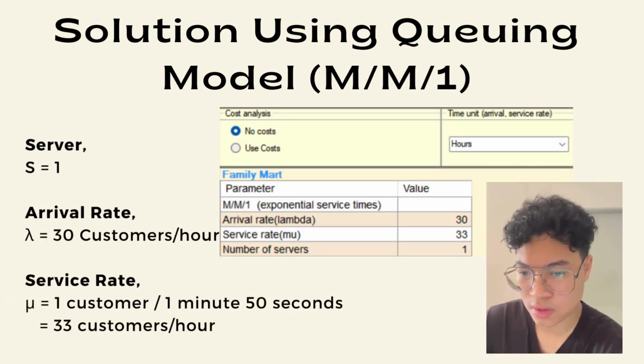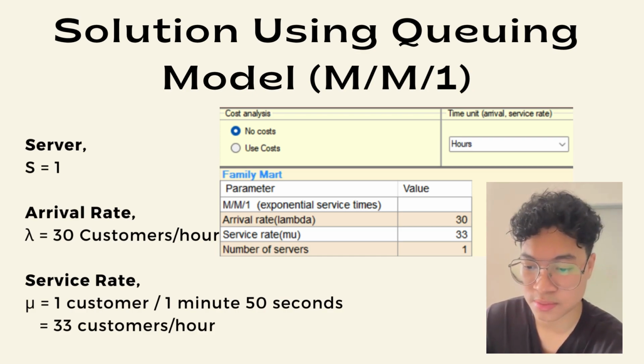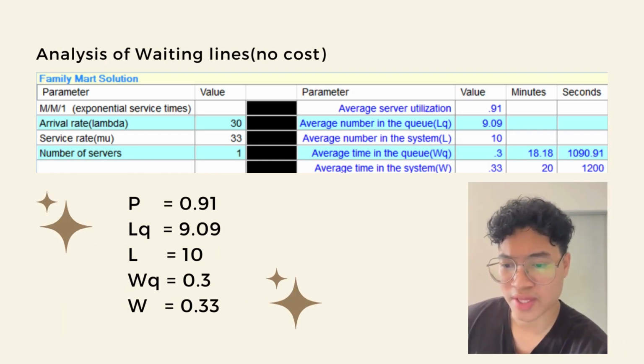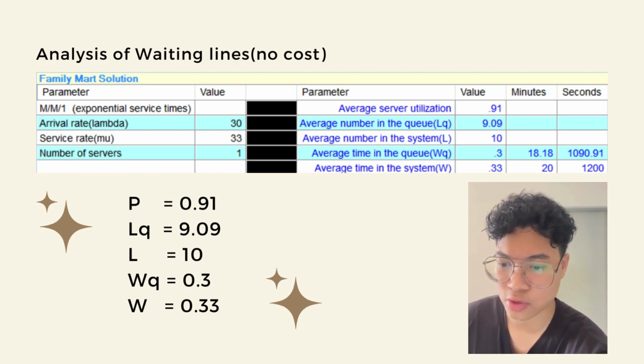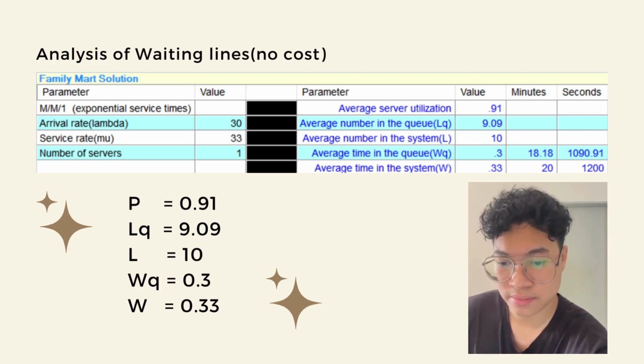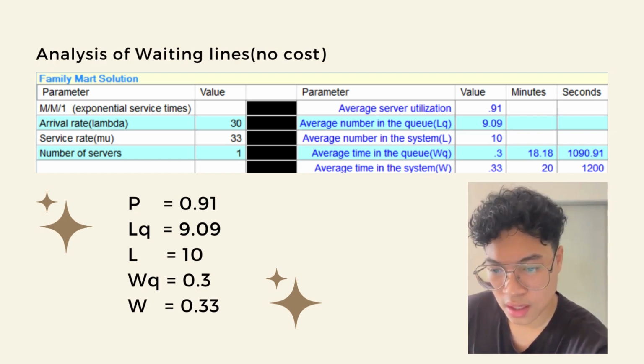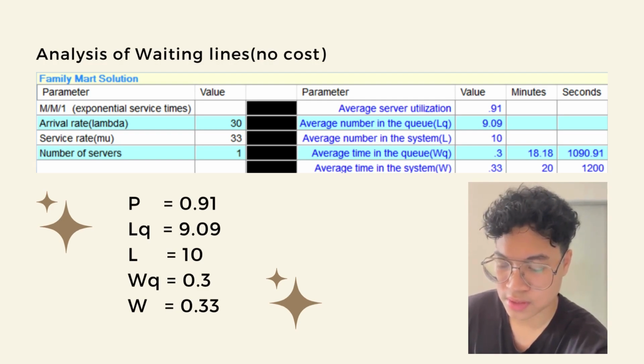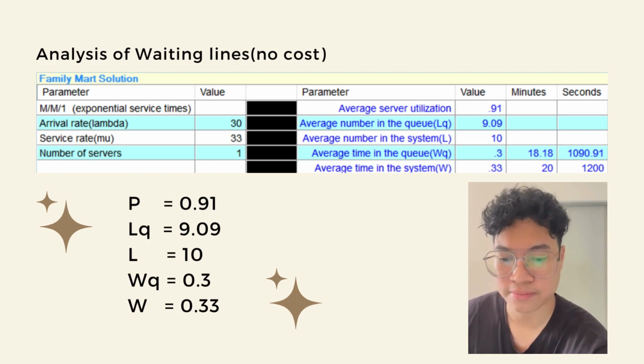Solution using queuing model M/M/1, with the number of servers equal to 1, our arrival rate lambda equal to 30 customers per hour, and our service rate mu is 33 customers per hour. Analysis of waiting lines with no cost. Our rho, or average server utilization, is 0.91. Our average number in the queue, Lq, is 9.09. The average number in the system, L, is 10. Average time in the queue, Wq, is 0.3, and average time in the system, W, is 0.33.